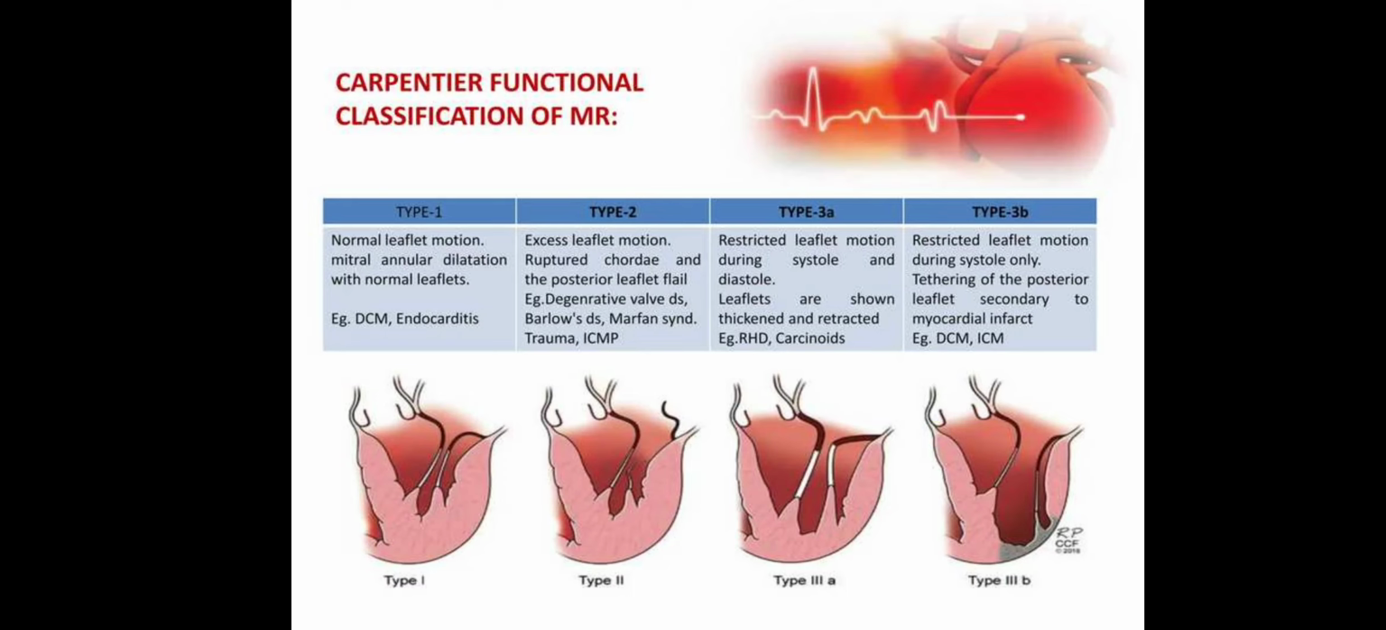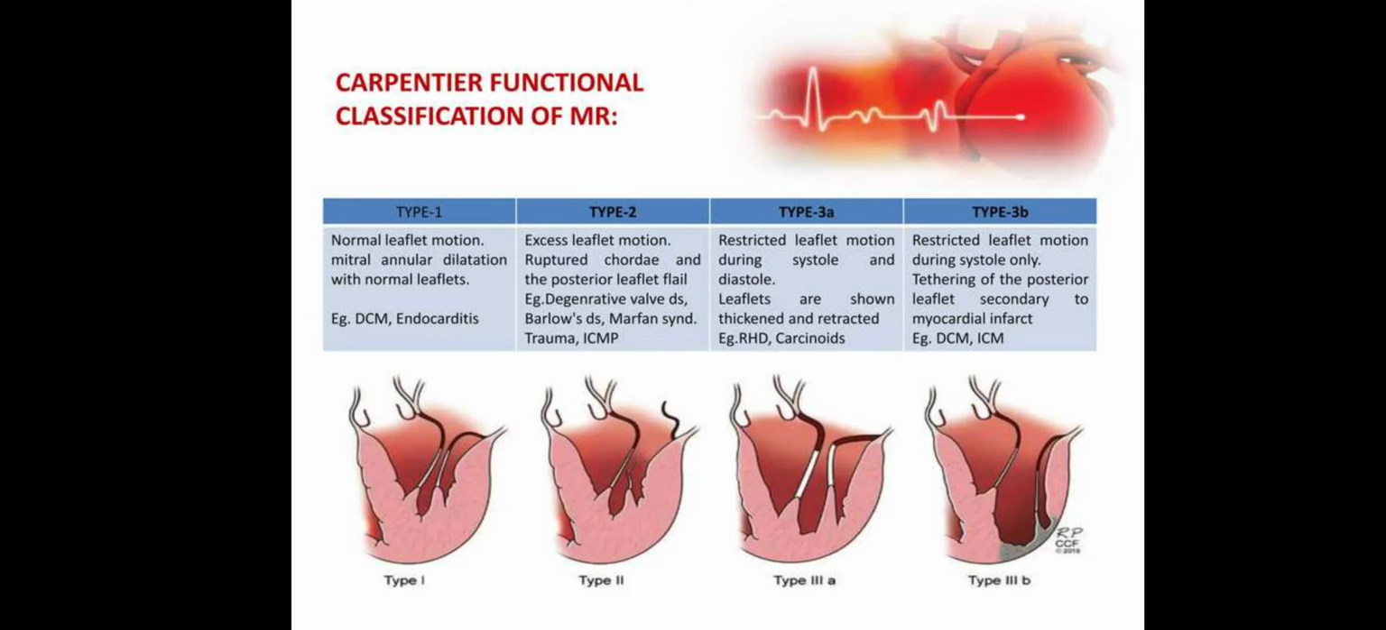Then how is there mitral regurgitation? There is mitral annular dilatation with normal leaflets, seen in dilated cardiomyopathy and in endocarditis. In type 2, there is excess leaflet motion, usually seen in ruptured chordae and posterior leaflet flail. Examples: degenerative valve disease, Barlow's disease, Marfan's disease, trauma, ischemic cardiomyopathy.